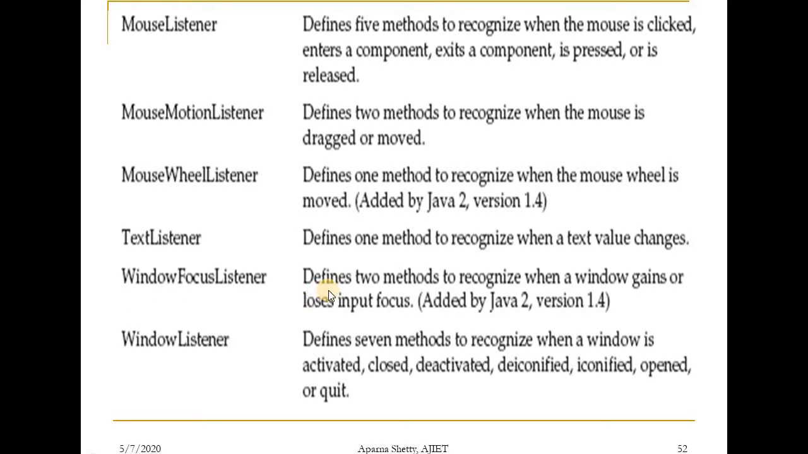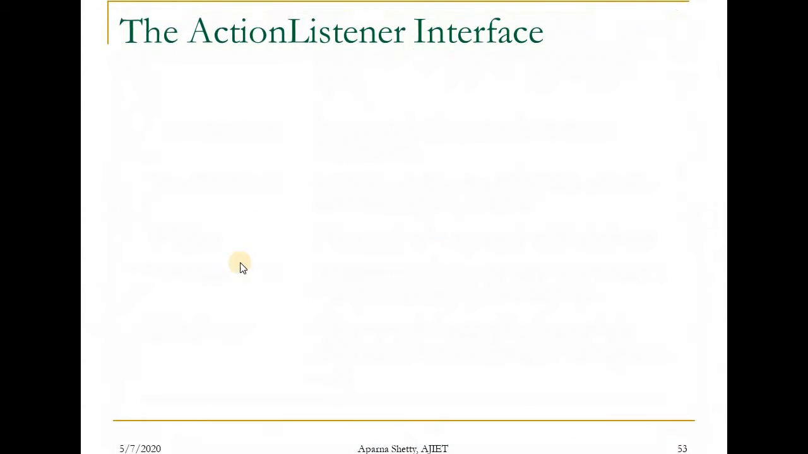Window focus listener defines two methods to recognize when a window gains or loses input focus. Window listener, finally, defines seven methods to recognize when a window is activated, closed, deactivated, de-iconified, iconified, opened or quit. So each of the event listeners has methods to recognize specific events. Now let us study each of these event listeners in detail. Let us go through the methods of each of these event listeners.